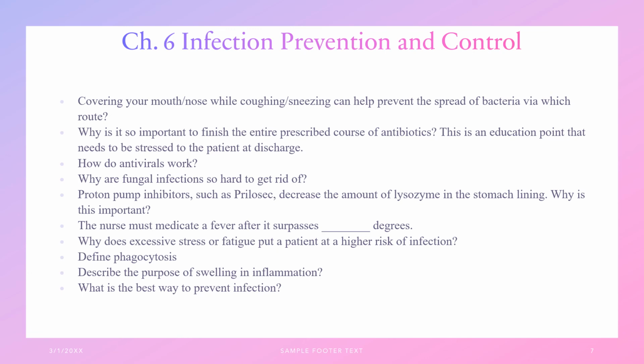Proton pump inhibitors, such as Prilosec, can decrease the amount of lysozyme in the stomach lining. Why is this important? We can also find this on page 105. Secretions from the mucous membranes lining the respiratory, gastrointestinal, and reproductive tracts contain an abundance of a bactericidal enzyme called lysozyme. This same enzyme is found in tears and saliva.